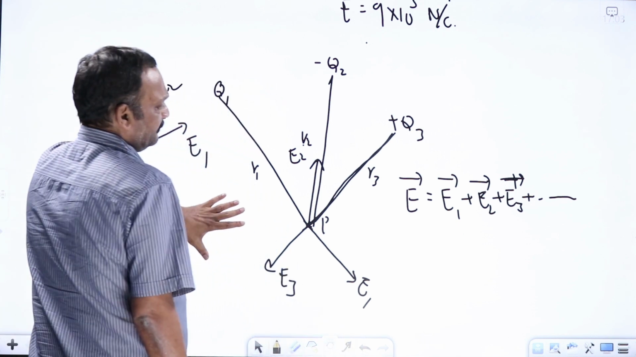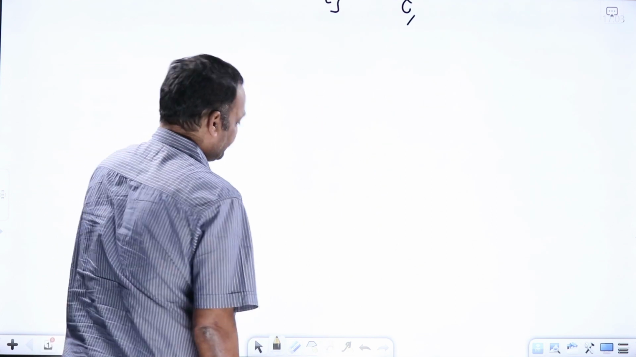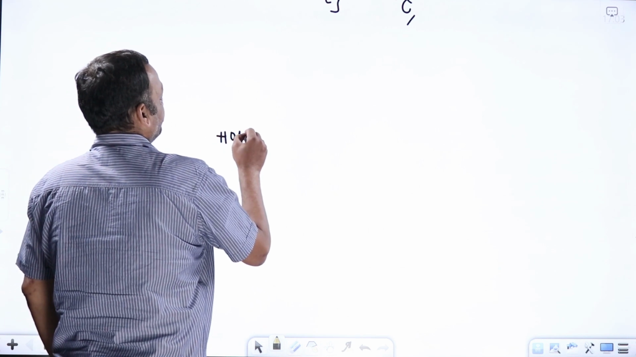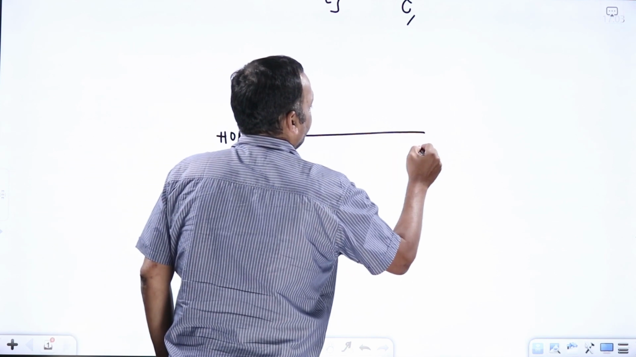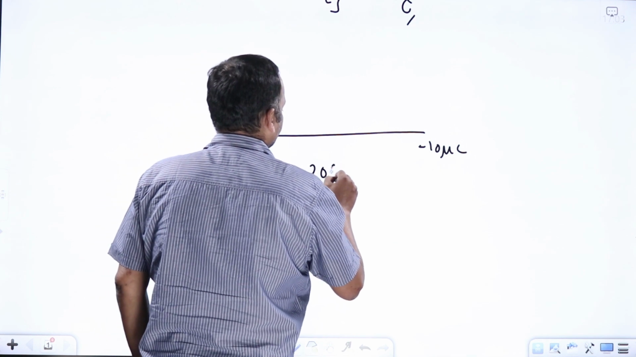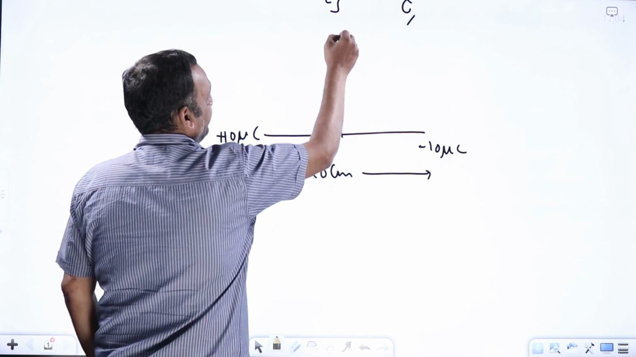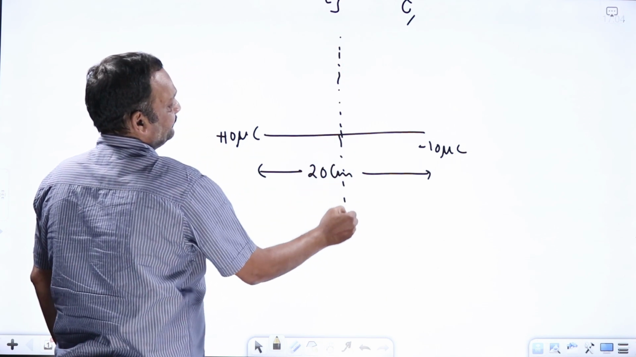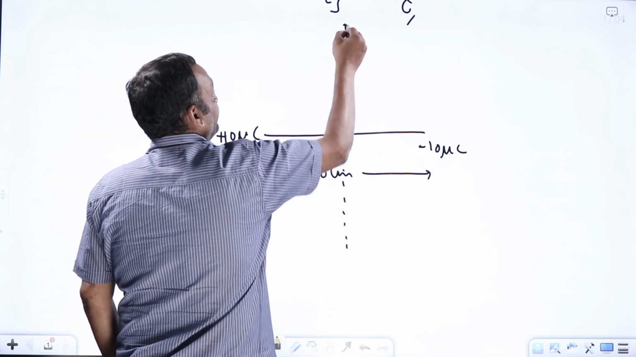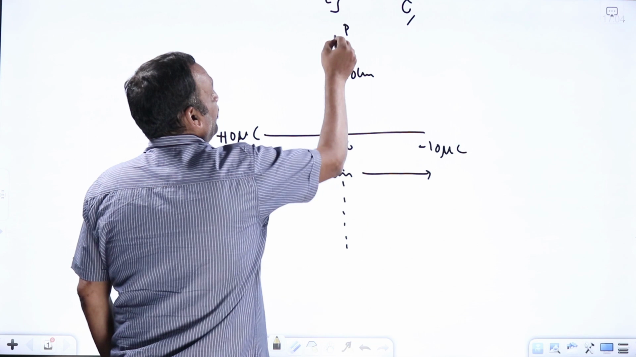How to find the electric field at a point when there are two charges. Now consider a plus 10 microcoulomb charge at one point and a minus 10 microcoulomb charge separated by a distance of 20 centimeters, say. This is the midpoint and this line is the perpendicular bisector, and at a point P, which is at a distance of 10 centimeters from the midpoint O, what is the electric field?